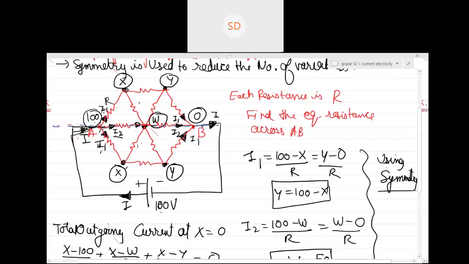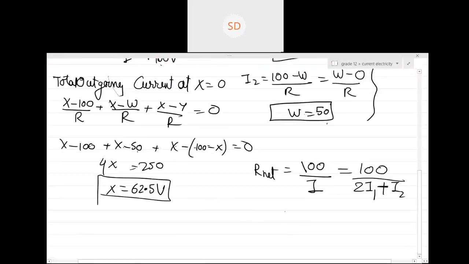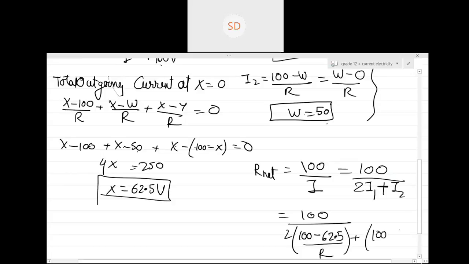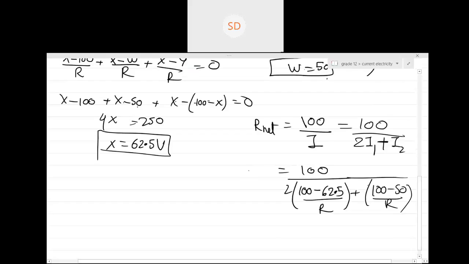So I'll write this as 100 upon twice of (100 minus x) upon r plus I2, which is (100 minus 50). Solvable? Can you see the answer will come in terms of r? Everything else will get cancelled out. Can you give me the final answer?